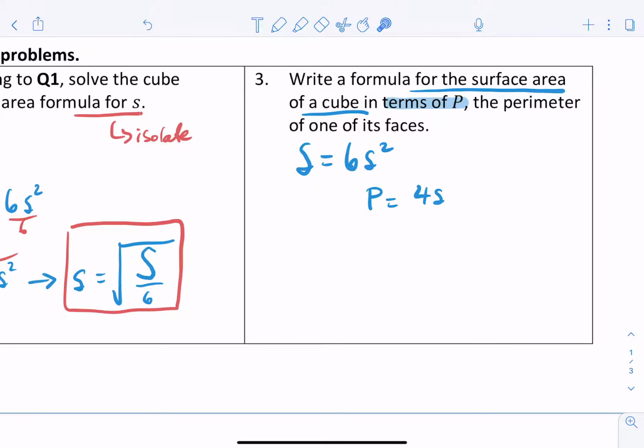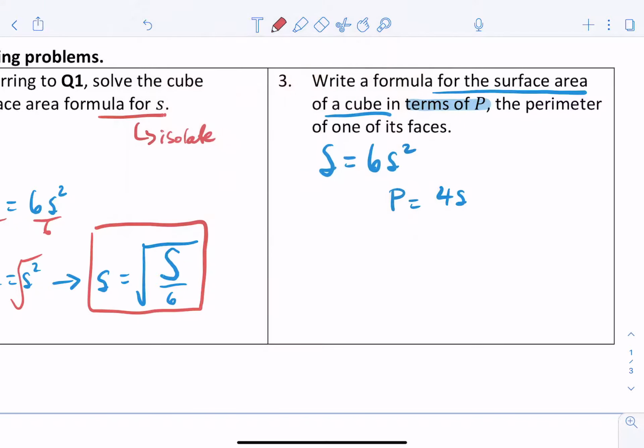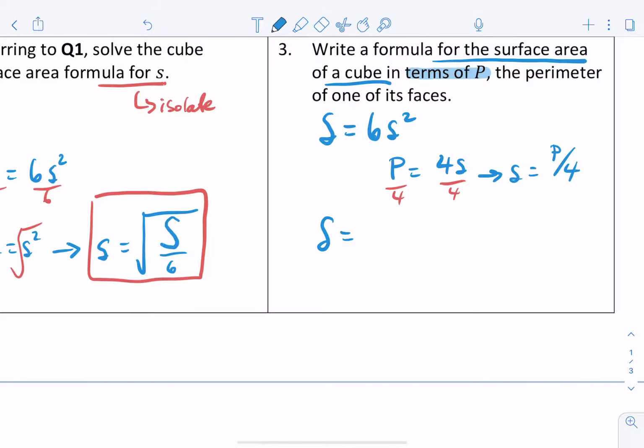To do that, I got to get s by itself in this perimeter equation. Easy to do. Just divide by 4. So my s should be equal to p over 4. I'm going to take p over 4 and just plug it in for my s. That's right there. Substitution. And so here now is my new formula for the surface area in terms of the perimeter of the base. It's 6 times p over 4, and then you would square it.